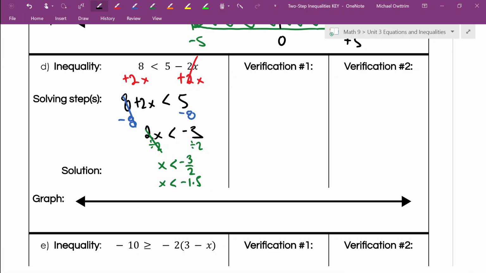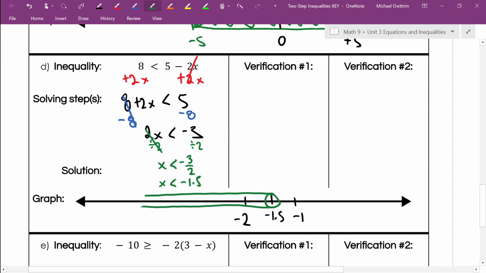So to graph that, you could just mark your -1.5 if you want. Or of course you can mark -1 and -2. Place your -1.5 halfway between those. Since we're strictly less than, we're going to have an open circle for our -1.5. And we're going to go ahead and have our arrow going to the left since x is less than that -1.5, excuse me. So let's choose some verification values.